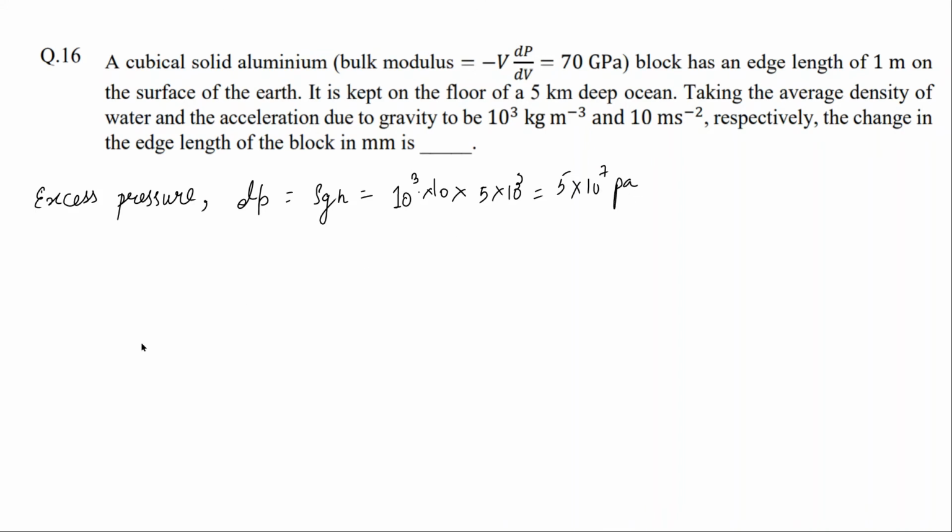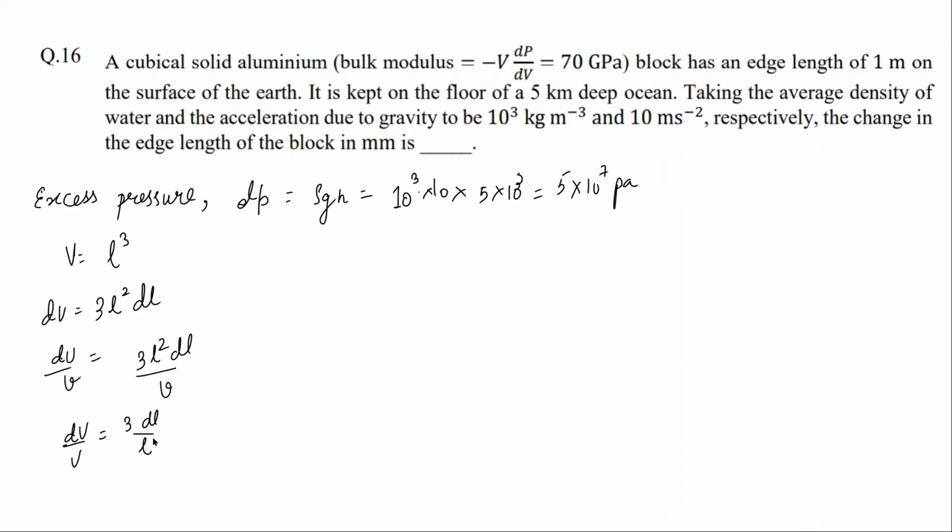Now we have the volume. Let us say L is the edge length, and the volume is L cube. So this dV can be written as, if we differentiate both the sides, I'll get 3 L square dL. So dV by V is 3 L square dL by V, and if I substitute V by L cube, I get dV by V as 3 dL by L. Let us say this is equation number 1.